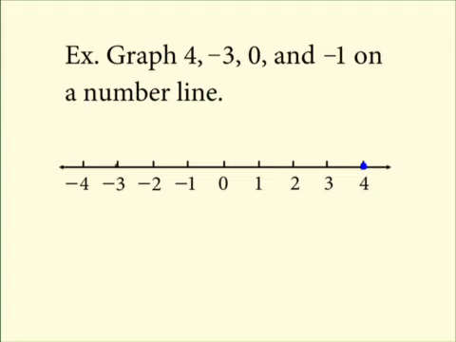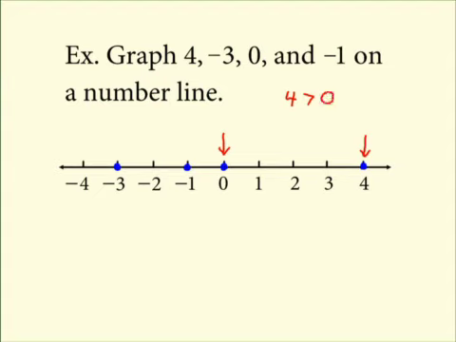-3 is to the left of 0. 0 will be graphed right here, and -1 will be graphed to the left of 0. Keep in mind that it's still true that numbers to the right of another number are greater than that number. So, for example, it is true that 4 is greater than 0 because 4 lies to the right of 0.